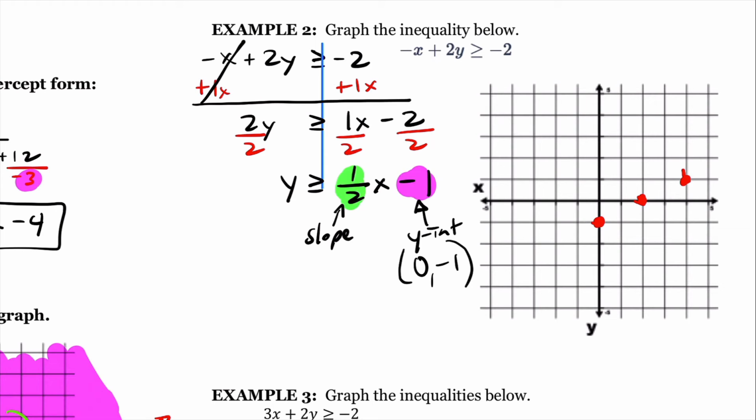Before I draw my line, I got to figure out if it's solid or dashed. So this guy right here has an equal sign. It's greater than or equal to, right? Same thing here, same thing here. It's all the same, right? So it's going to be a solid line this time. Okay. There's my graph.